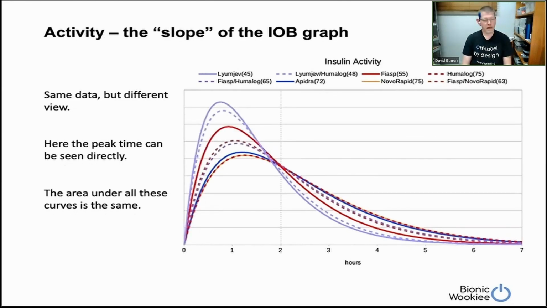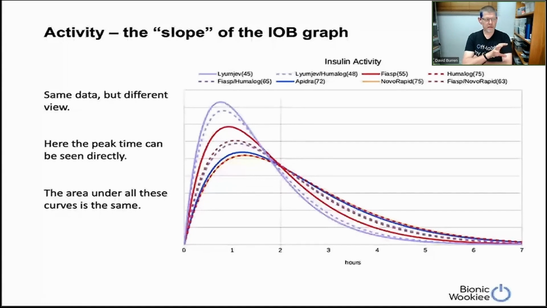Now, another way of looking at that data would be the activity. This is the slope of the graph. And you've probably seen graphs like this. Android APS will show you in one of its plugins both of the graphs, IOB and activity for the current insulin. So this is the same numbers. You can see here the peak. You can actually see the peak, which is that peak time of either 45 minutes through to 75 minutes.